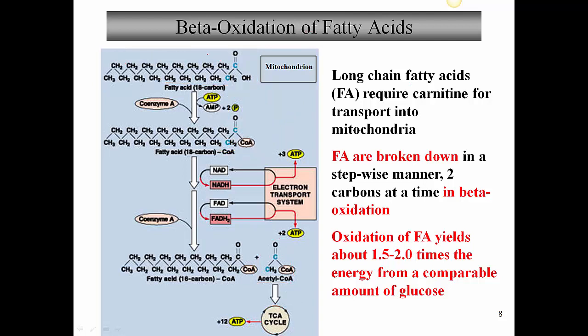Now, long-chain fatty acids like this one, like the 18-carbon fatty acid we're looking at here, require something called carnitine for transport into mitochondria so that the beta oxidation of fatty acids can be carried out. As you see, this is a process that occurs in the mitochondria of the cell. Fatty acids are broken down in a 2-carbon stepwise manner, as we just said, and this is the process of beta oxidation. And finally, oxidation of fatty acids yields about 1.5 to 2 times the energy from a comparable amount of glucose.